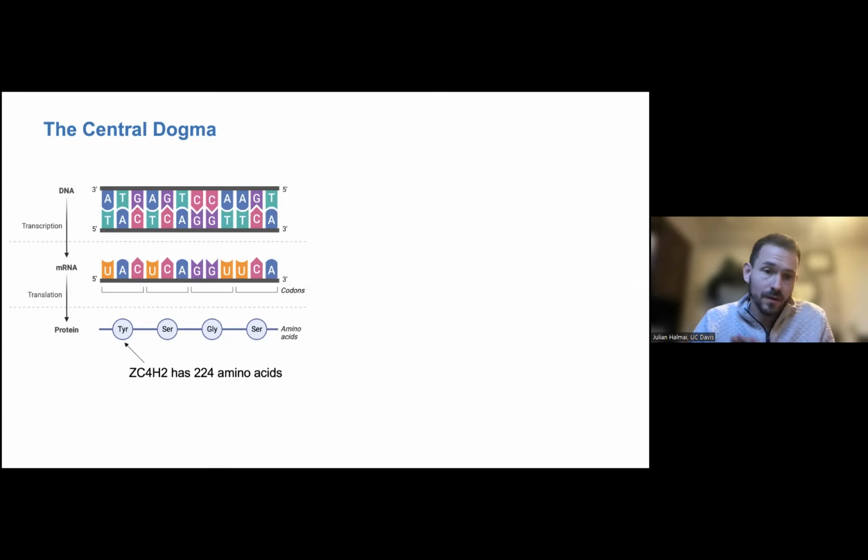But I'm just going to start by going back to some of that high school biology, just to give everybody a little primer. Every cell in the human body has a nucleus, and that nucleus has DNA in it. That DNA gets transcribed into messenger RNA, and that messenger RNA is then read into a protein. And the protein is just a sequence of little amino acids that are made from these codons of messenger RNA. As an example, ZC4H2 has 224, canonically speaking, of these amino acids back to back.